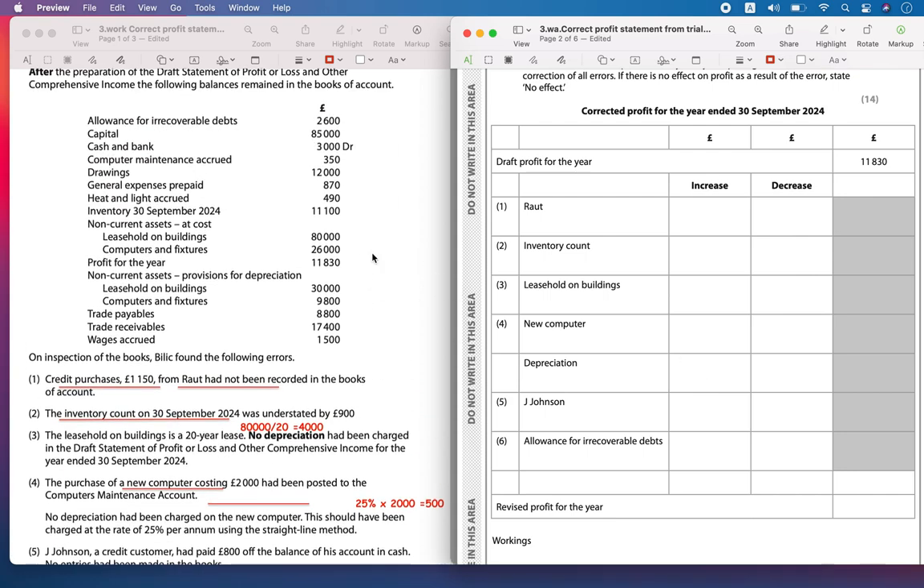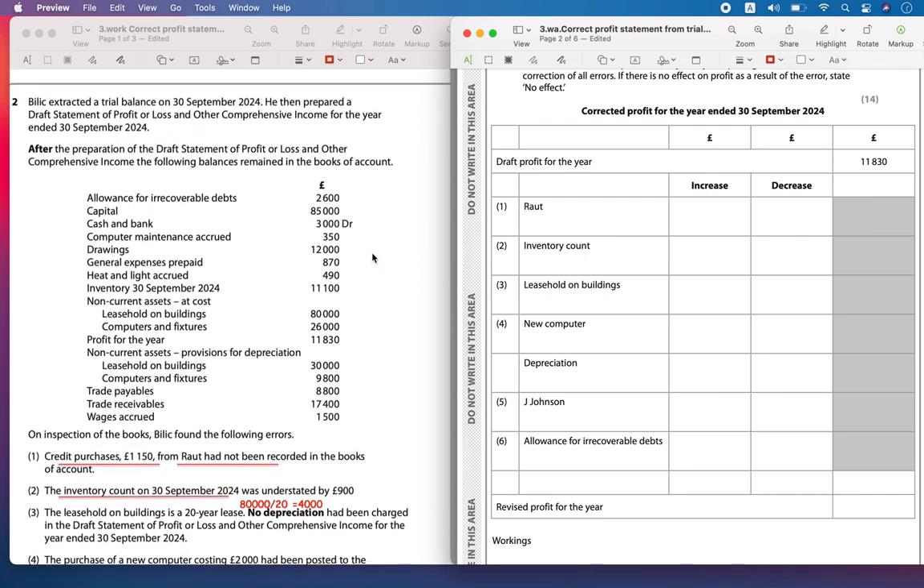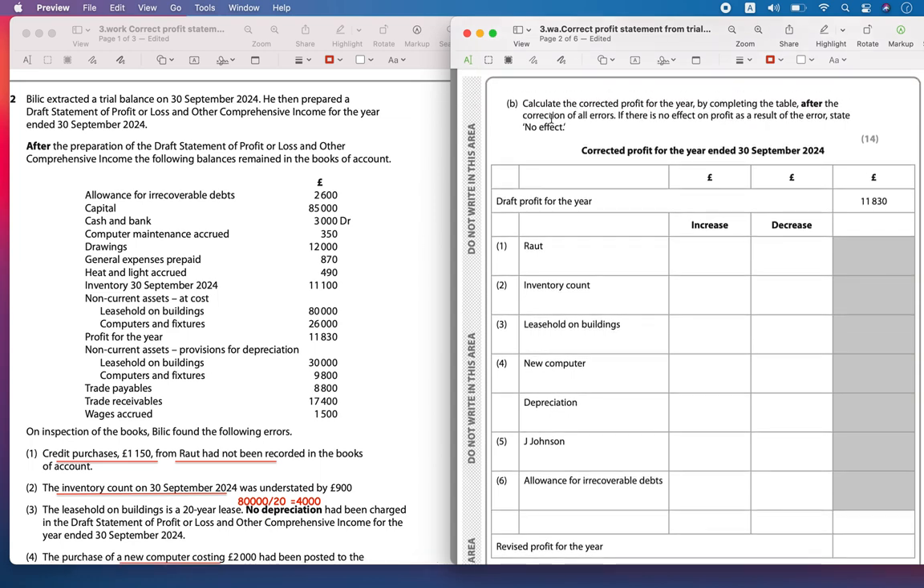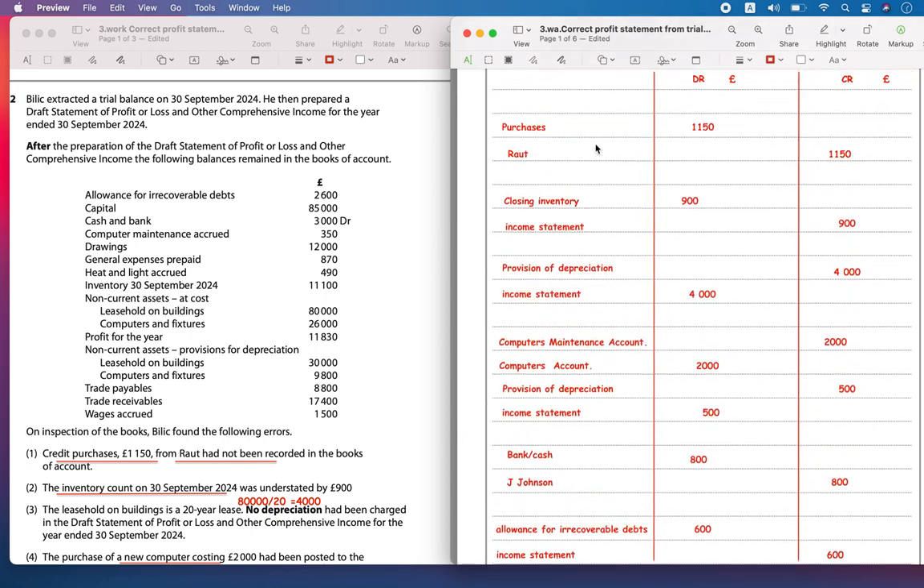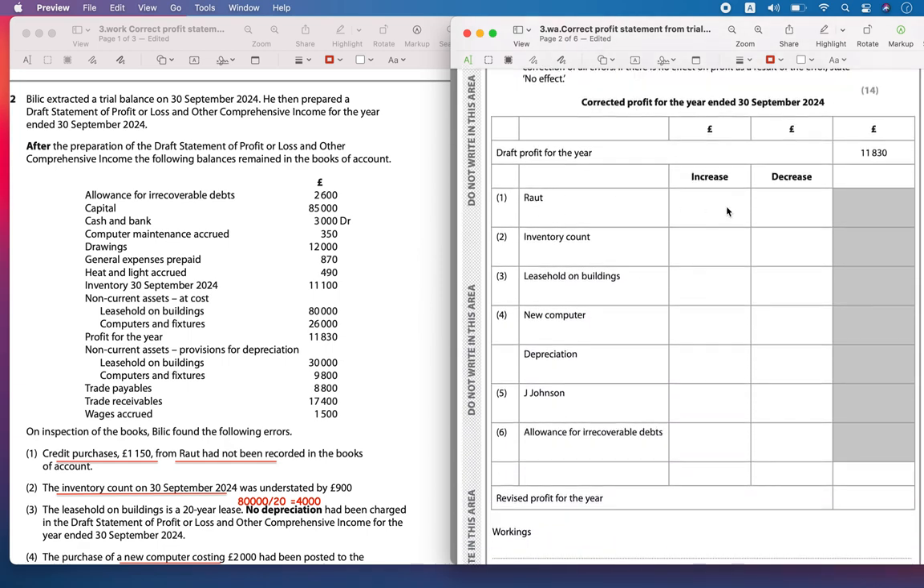Hello, today we are solving October 2024 paper question number 2, part B. Calculate the corrected profit for the year by completing the table after the correction of all the errors. If there is no effect on the profit as a result of this error, state no effect. Previously we had done a journal correction. Now let's see what is the effect of each on the profit.